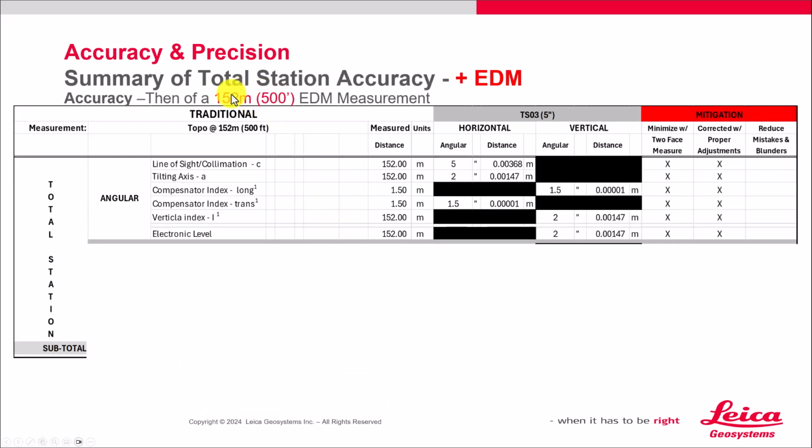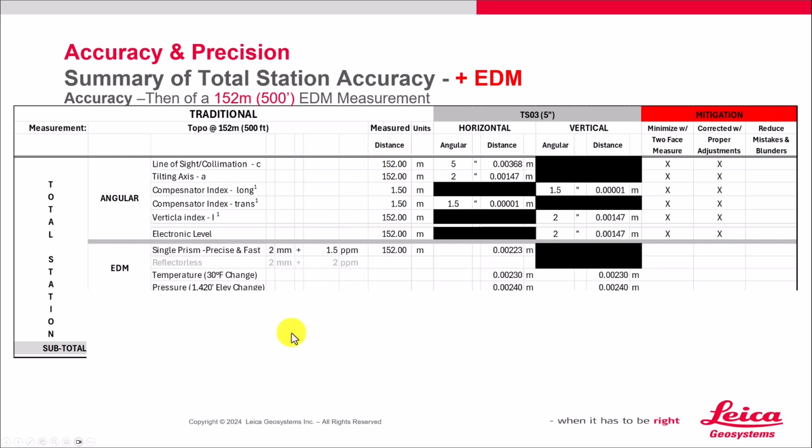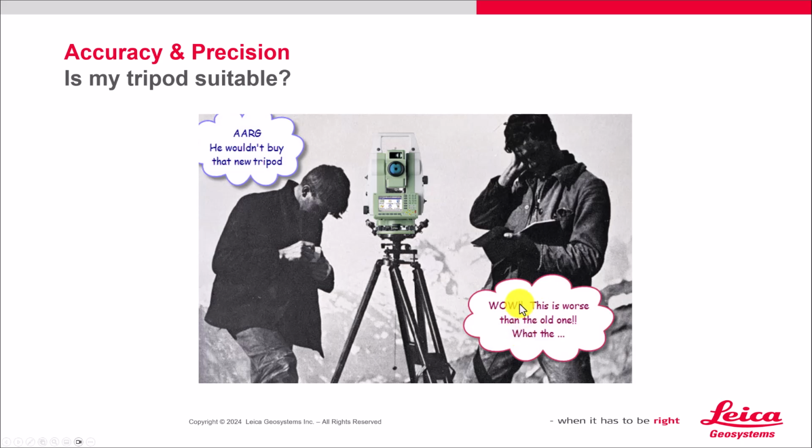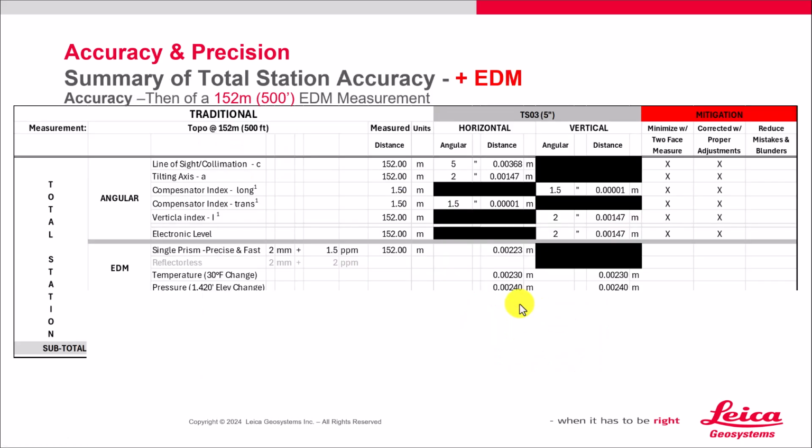Now we can summarize all this on the total station accuracy, the angular plus the EDM. We had this top part earlier, and now we're adding the EDM. So again, I took these 2 millimeters plus 1.5 parts per million, and I'm using that topographic shot and the temperature change and pressure change. I've assumed that we're not compensating for that right now. So remember, this is kind of the poor procedure. And we're going to add those up here in a little bit.